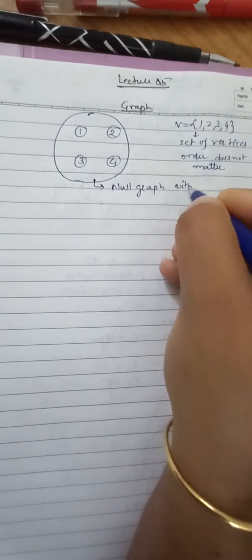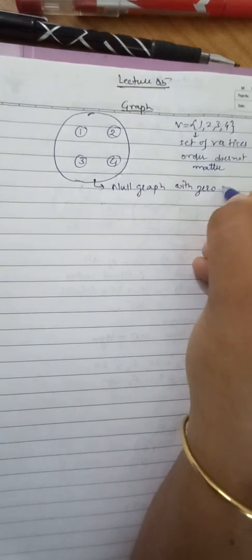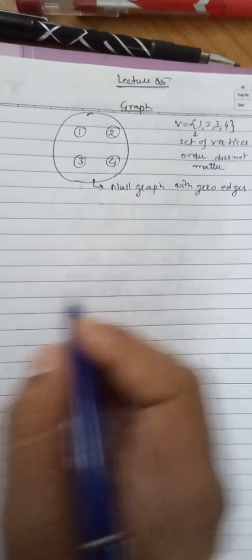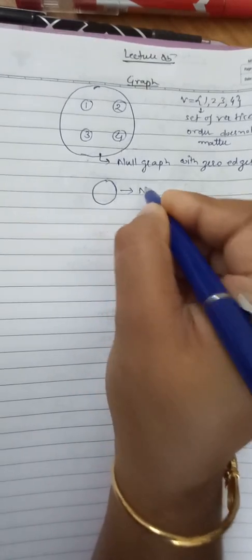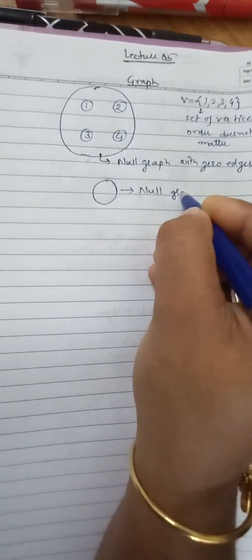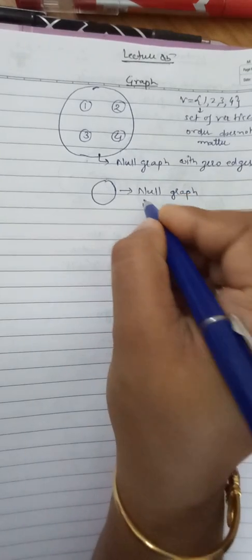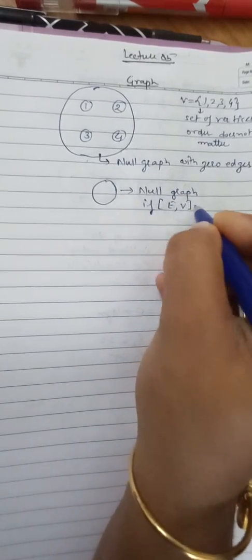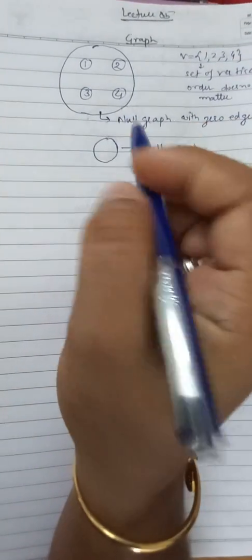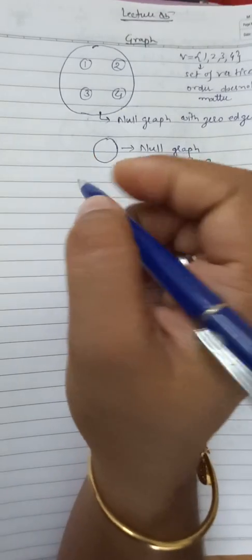with zero edges. Or if it is like this only, then we can say total null graph, if edges and vertices are zero. There is no edge, there is no vertices, but here vertices are there but edges are not there.